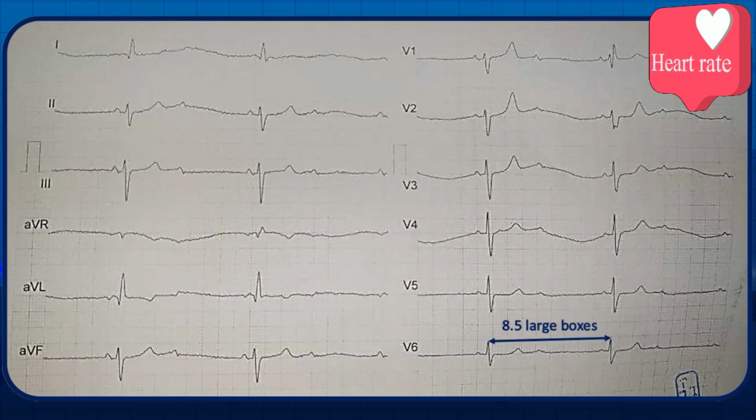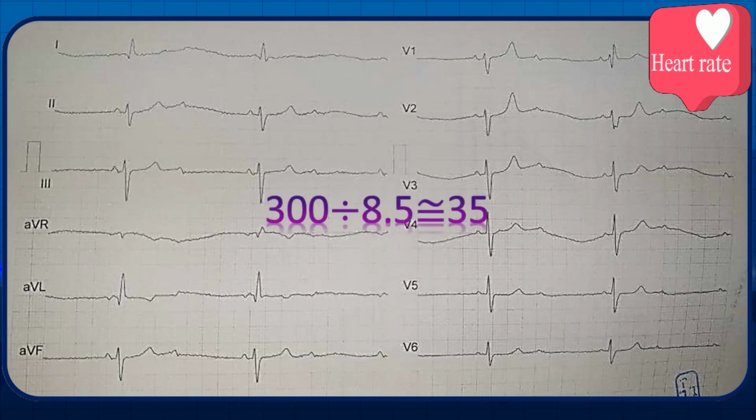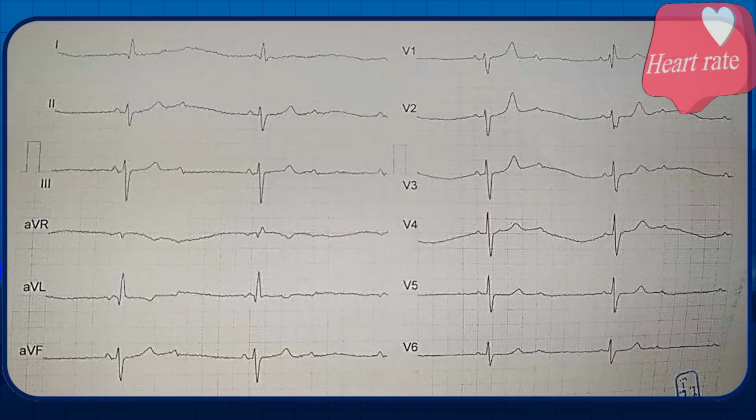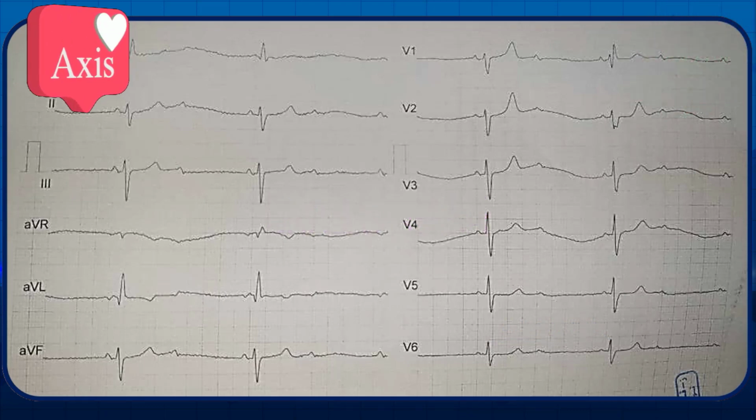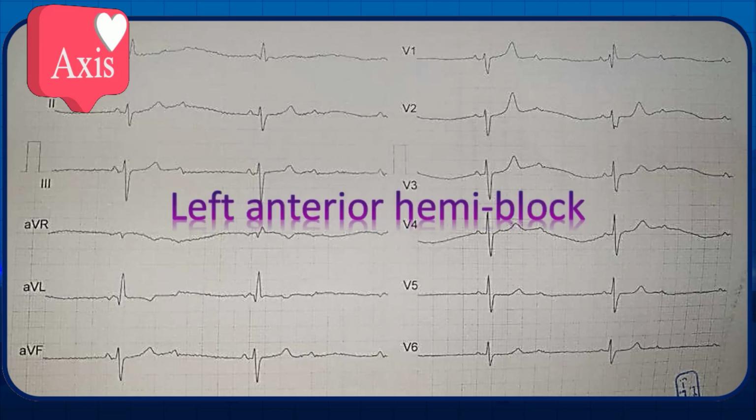Third, calculate the heart rate. The RR interval is approximately 8.5 large boxes, so the heart rate is nearly 35 beats per minute. Fourth step is axis analysis. Here, the QRS complexes are positive in lead 1, but negative in lead 2. So, left axis deviation is present. In this strip, left axis deviation is due to left anterior hemiblock.